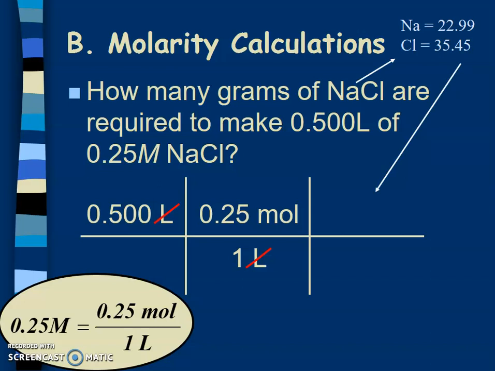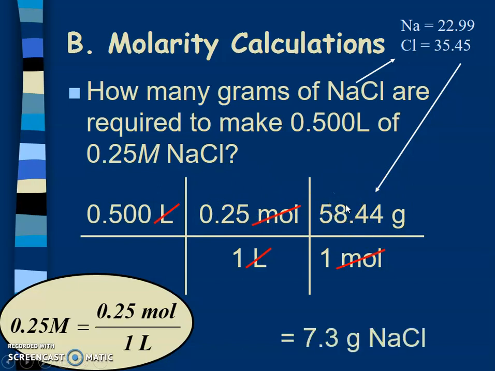Chlorine is 35.45. Add those together to put into my chart, and we get 58.44 grams per 1 mole, because that's our molar mass. Mark off those moles. I'm left with grams, which is awesome because that's what I want. And then I just pop this into the calculator. So I do 0.5 times 0.25 times 58.44, and I will get 7.3 grams.